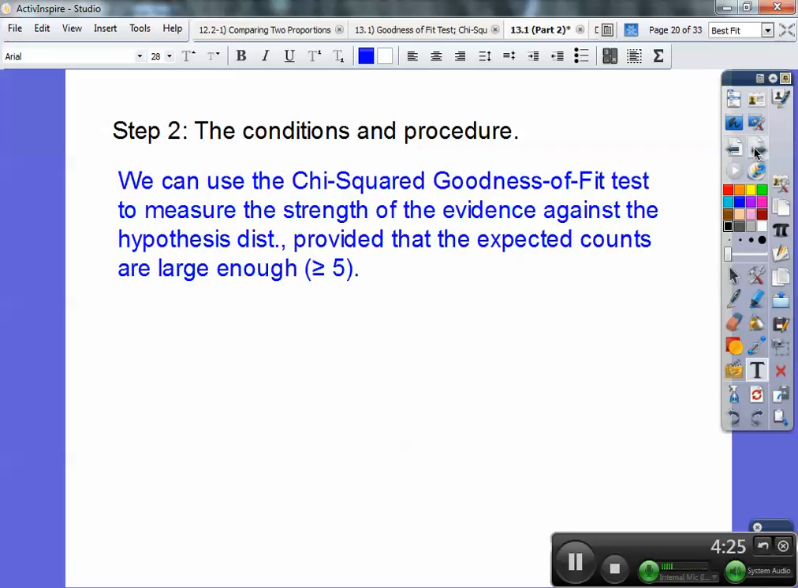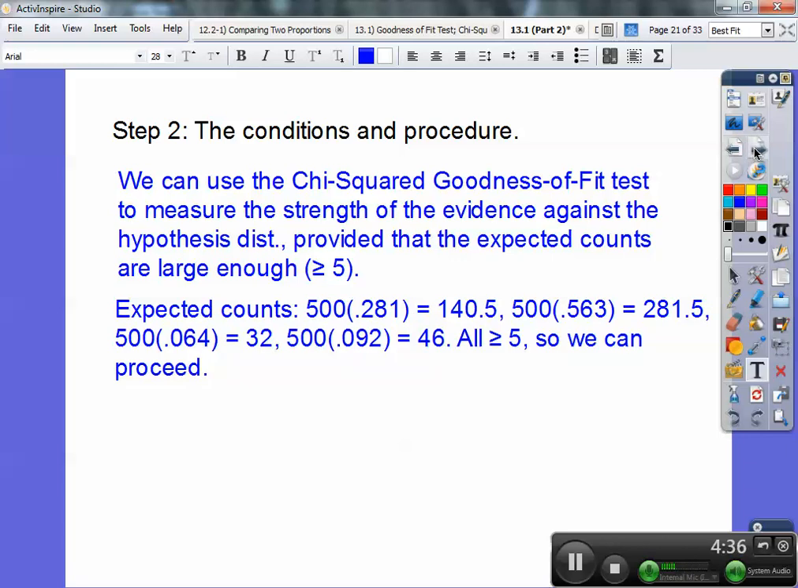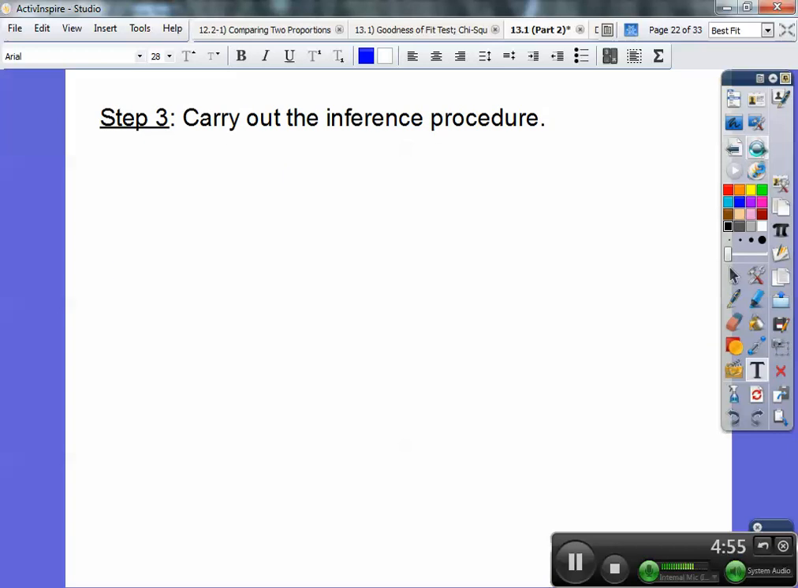So the conditions are: we can use the chi-squared goodness of fit test to measure the strength of the evidence against the hypothesis test, providing that the expected counts are large enough, which means they're greater than or equal to 5. So here's my expected counts, you guys. Okay, so I took the percentages that we got in that first table, the one up on top, times 500. Okay, 500 times each one. And all of these numbers, the 140, the 281, the 32, and the 46, are all greater than 5, so we can proceed.